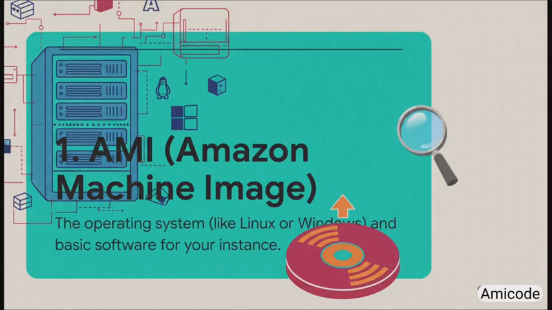First up, you need a blueprint. That's the AMI, or Amazon Machine Image. The easiest way to think about it is like a master installation disk for your computer. It tells AWS what operating system to install, whether that's Linux or Windows or something else, and it can even come bundled with pre-installed software. It's the foundation for everything.